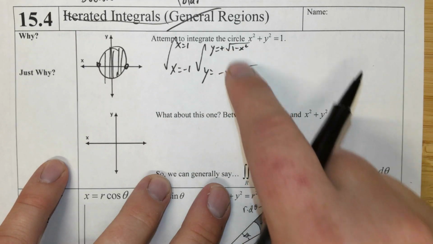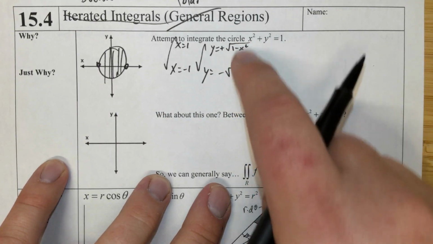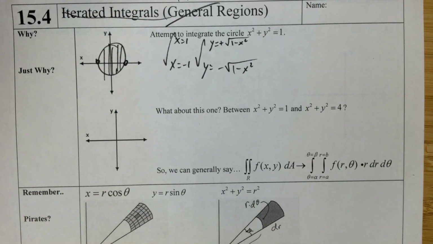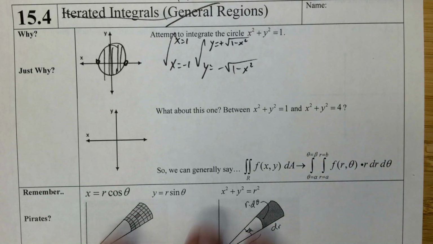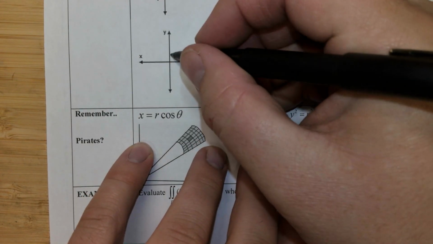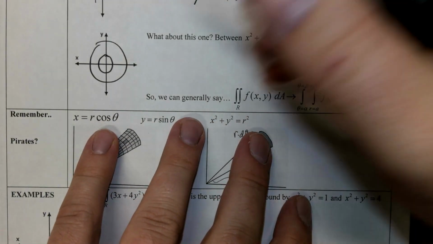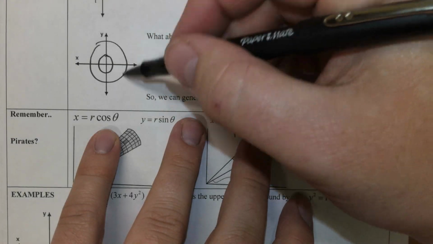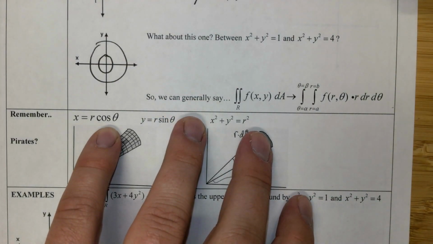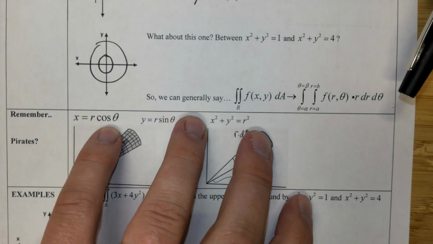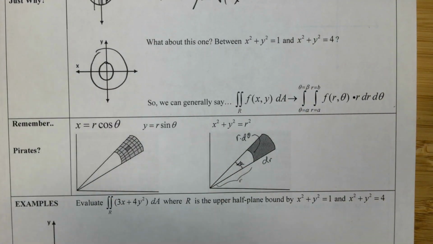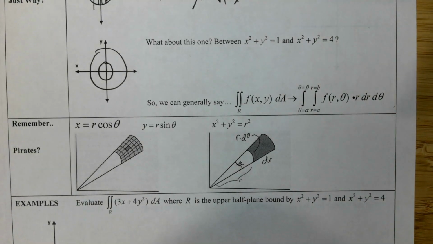Do you want to plug in these bounds and do these trig subs? I'm just asking. But what about here, between this circle and this circle? You don't want to do that. I don't want you to have to do that.